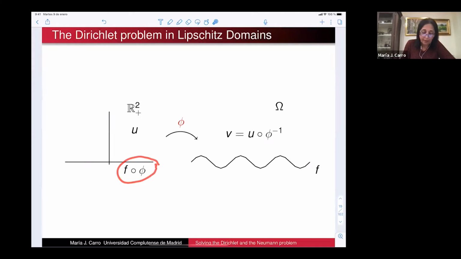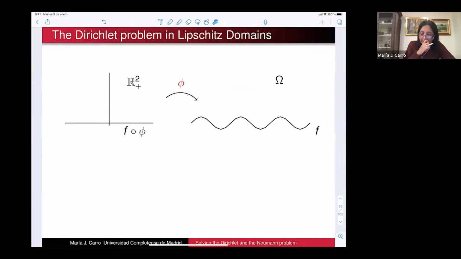So we have here the Poisson kernel. We can consider the harmonic function, and then since this function is analytic, we can compose with the inverse, and the function B is going to be the solution. So this is the scheme of the proof of Carlos Kenig. Now, what is the point?